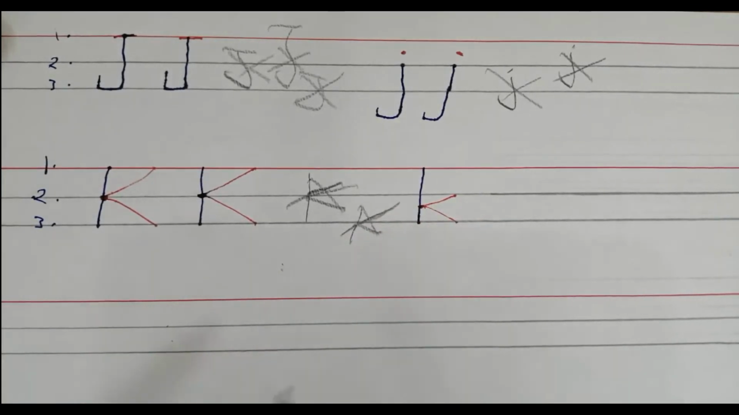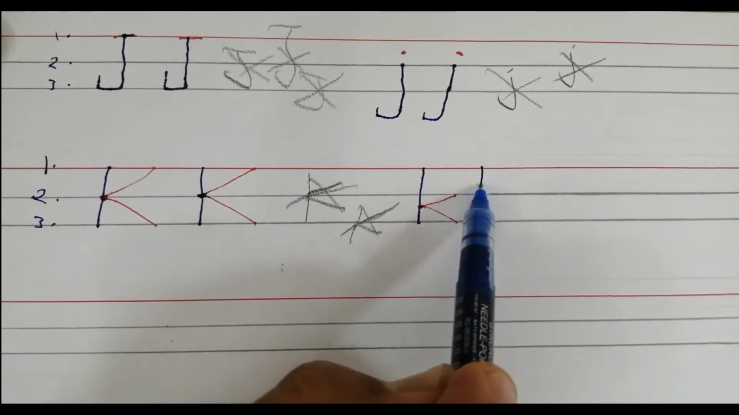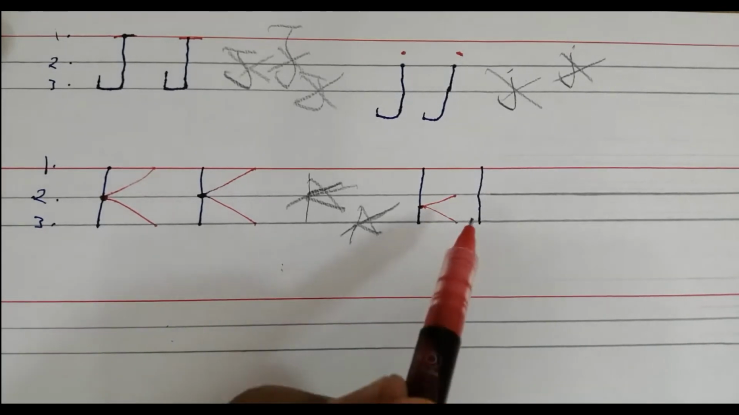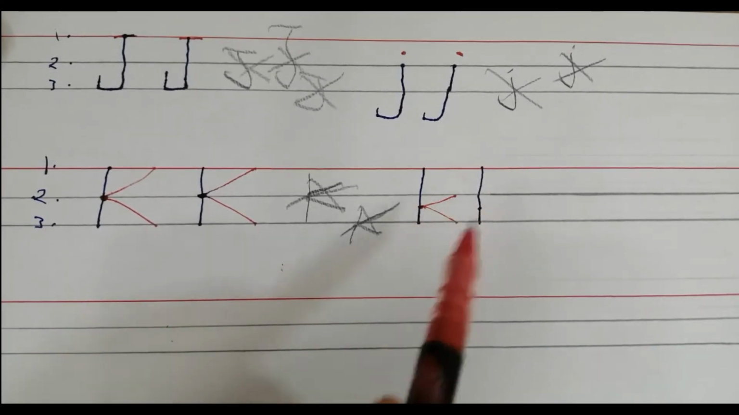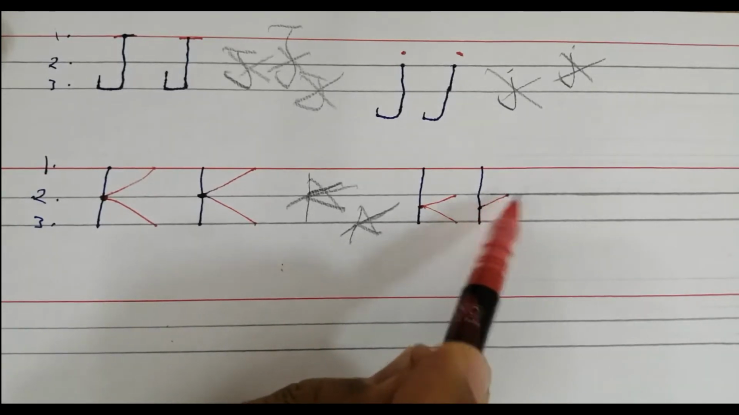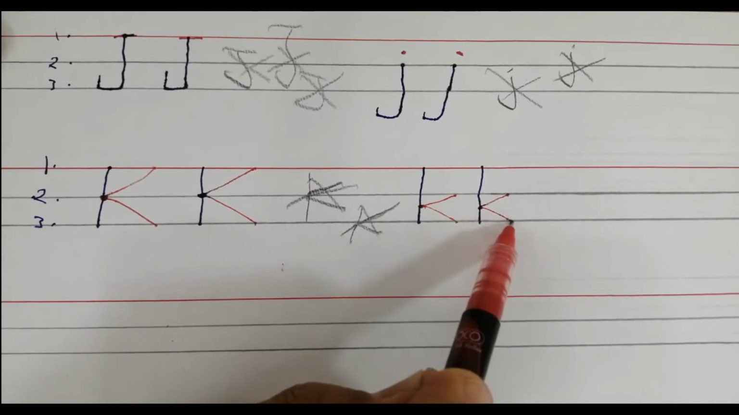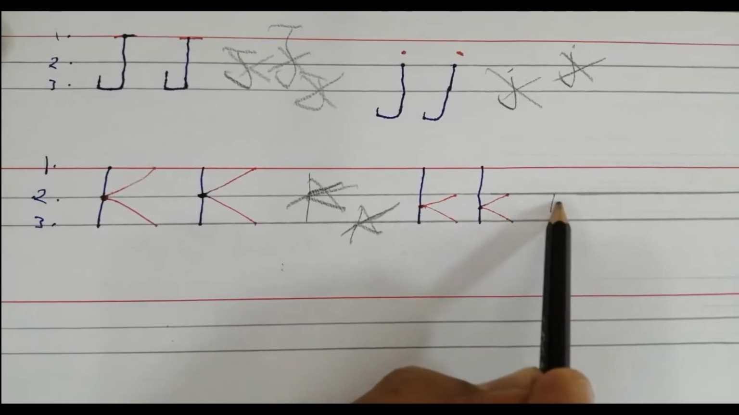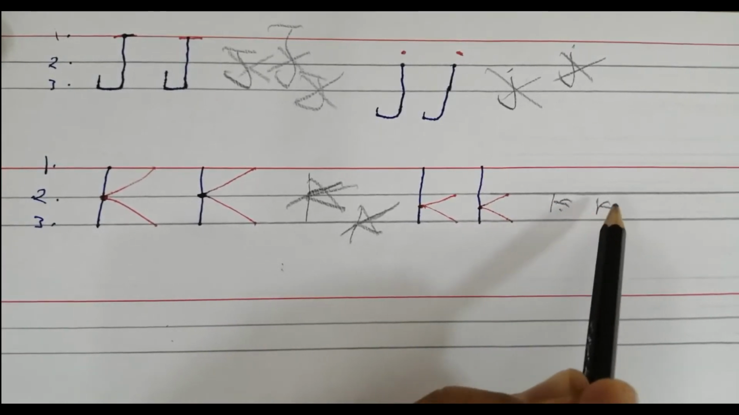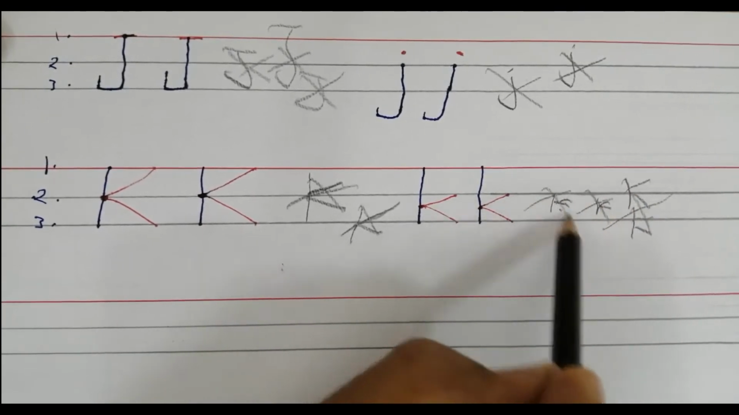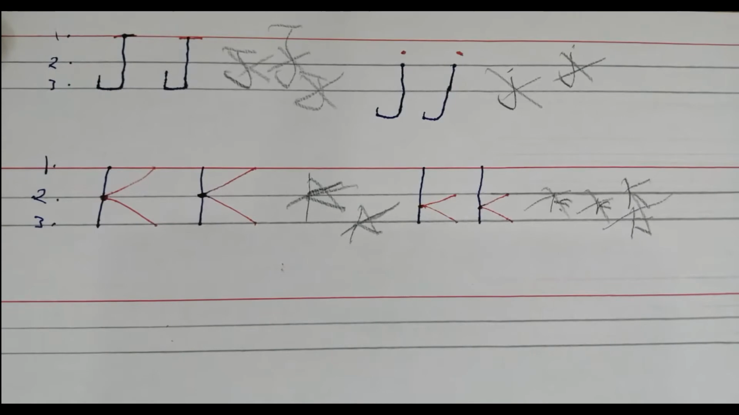Again, falling line from line number 1 to line number 3. Then we have a dot in the middle and a line up to line number 2 and a line up to line number 3. This is it. No one make it like that, small like that here, or like that here. All these are not acceptable. Now we go to L.